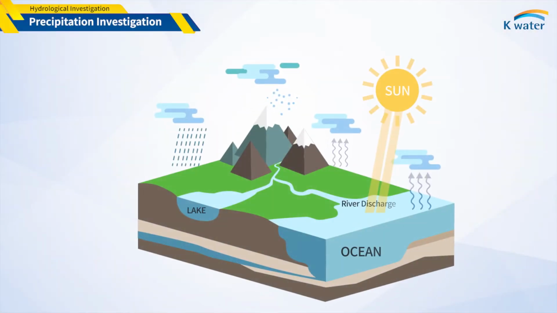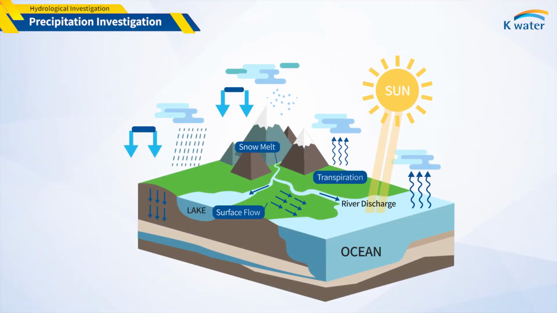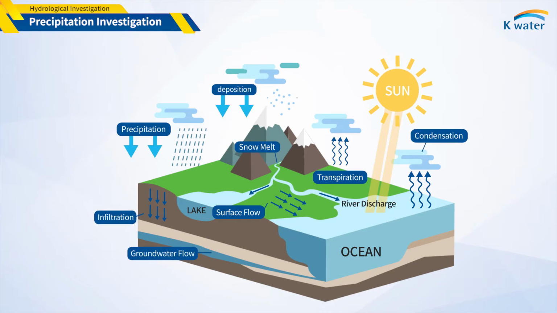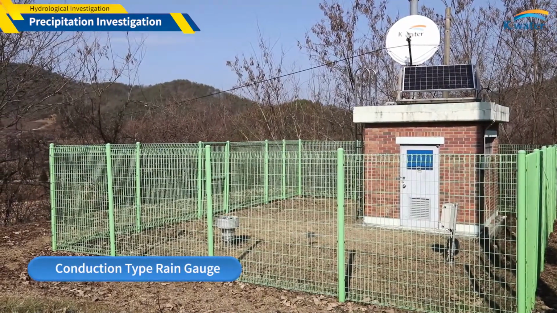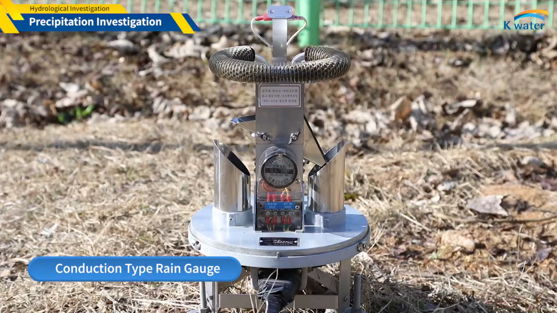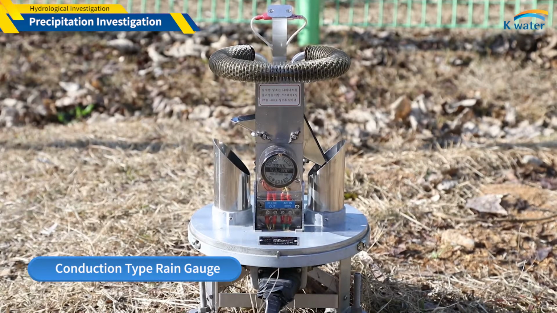Let's take a look at precipitation. Precipitation refers to the amount of rain, drizzle, hail, frost, snow, etc. that fell during a specific period, expressed in depth per unit area. Let's take a look at the tipping bucket rain gauge, the most widely used measurement device.